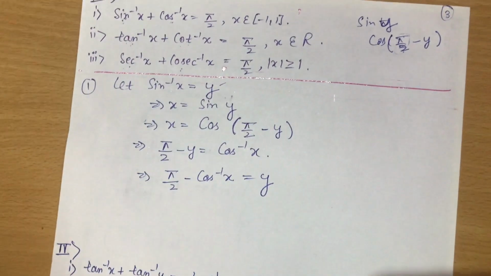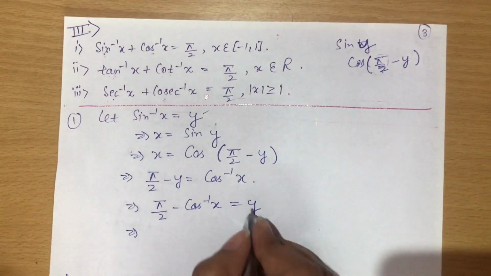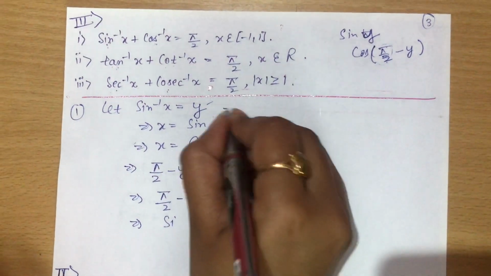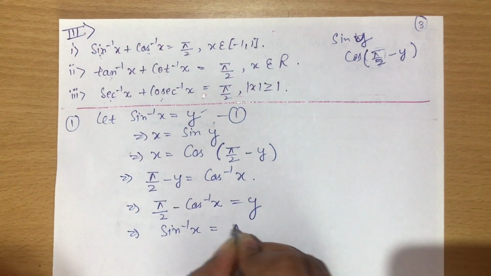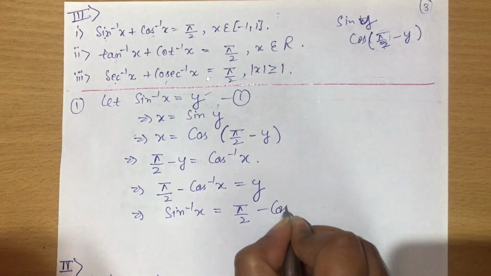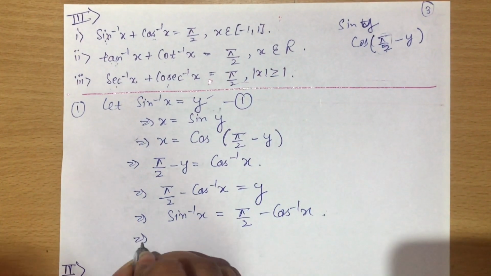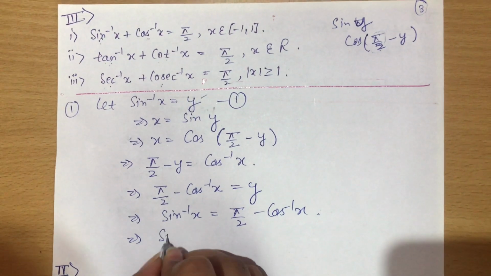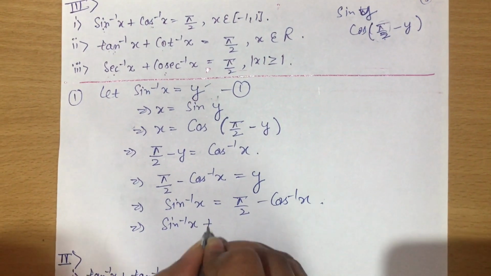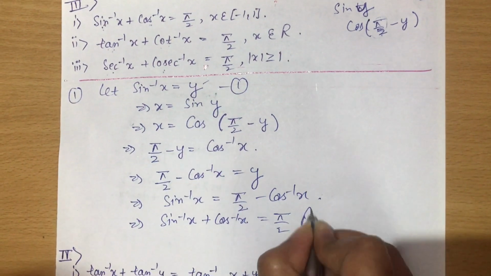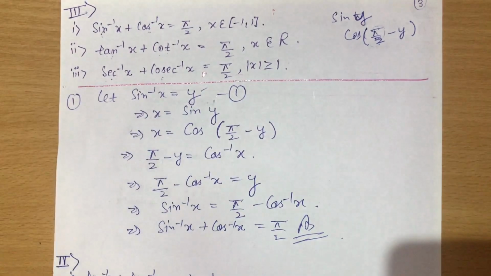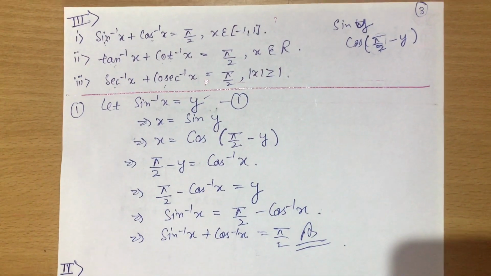Is equal to y. Okay, so substitute the value in equation number 1. So you will get sine inverse of x is equal to what? Pi by 2 minus cos inverse of x. And by shifting this to the left hand side, you will get sine inverse x plus cos inverse x is equal to pi by 2. Okay students, so you can solve the other two properties by this method also.